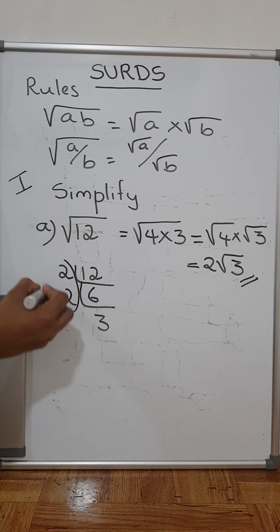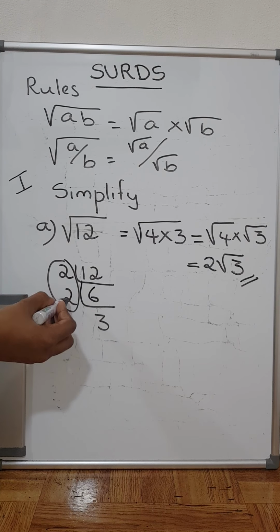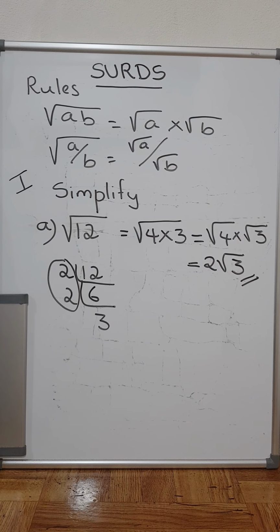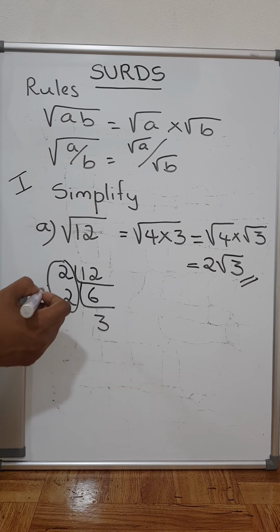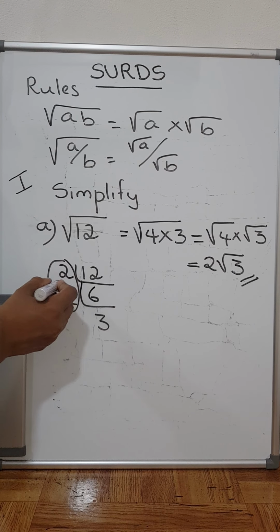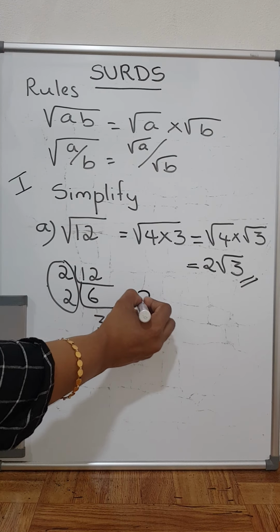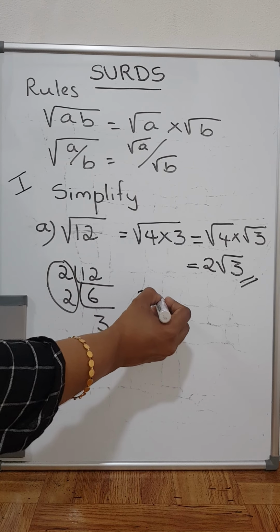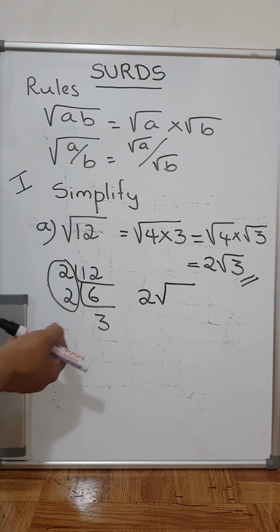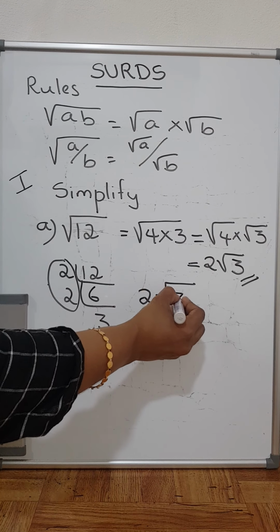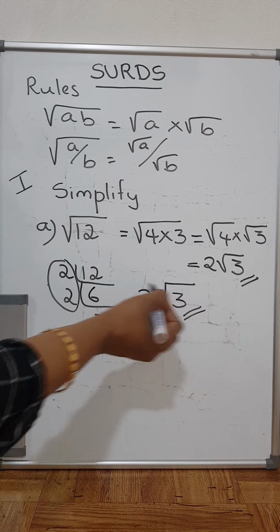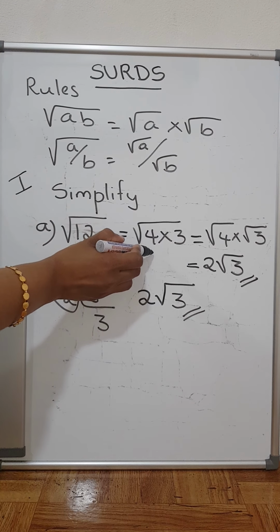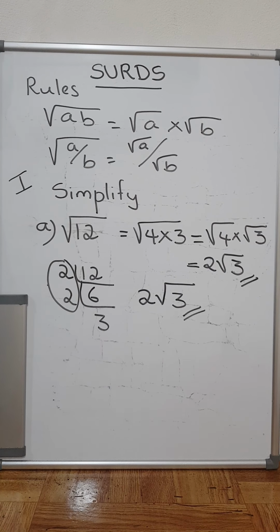Make pairs if possible. You see, we have 2 2's, so we can make a pair there. 3 is single, so we cannot make a pair. From each pair, take one member. So from these 2 2's, take 1 2 and place outside the root. Then the single one keep inside the root. So 2 root 3. By chance, if we cannot find the perfect square factor, you can use this method.